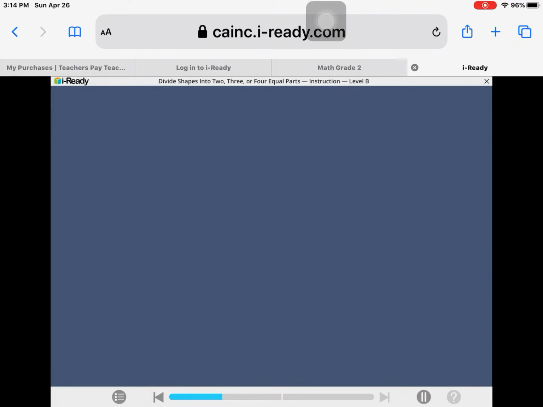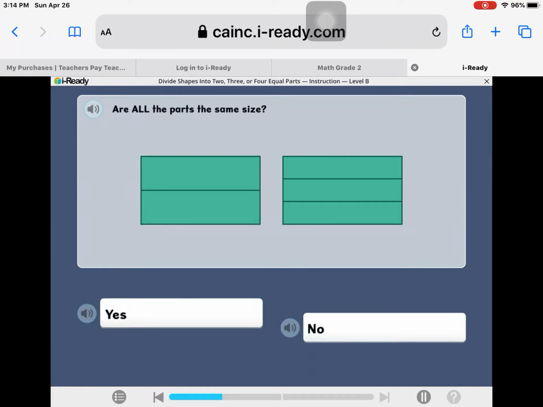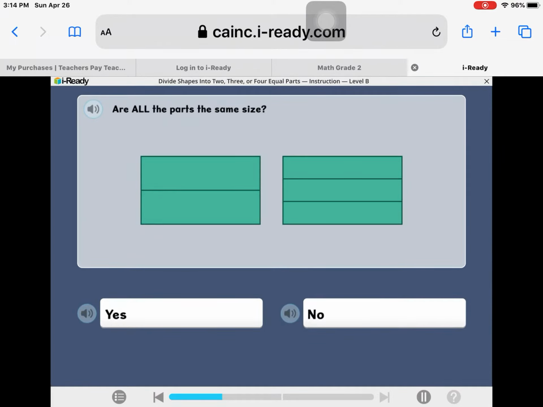Let's look at 2 same-sized rectangles that are divided into equal parts. Are all the parts the same size? Think about how many equal parts each rectangle has. Try again. Excellent! Let's take a closer look. One rectangle has 2 equal parts, and the other has 3 equal parts. So their parts are not the same size.